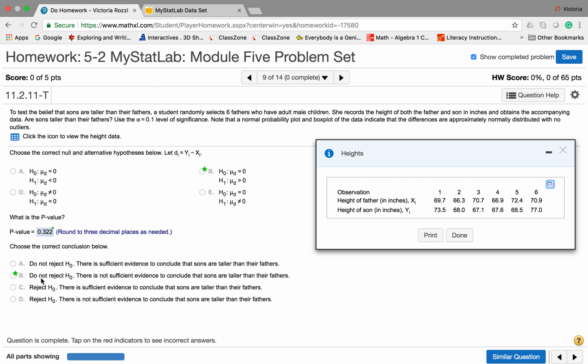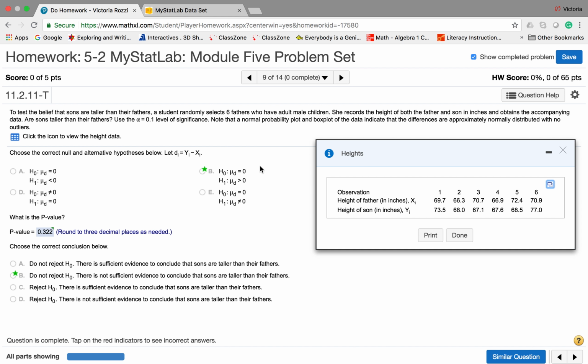So remember that your hypothesis statement is always going to go whether there is sufficient or insufficient evidence to conclude the statement in the alternative hypothesis. So the statement in our alternative hypothesis here is that the difference is greater than 0, which is that sons are taller than their fathers. So because we are not rejecting H naught, we can't prove this equality statement false. There is not sufficient evidence to conclude that sons are taller than their fathers.